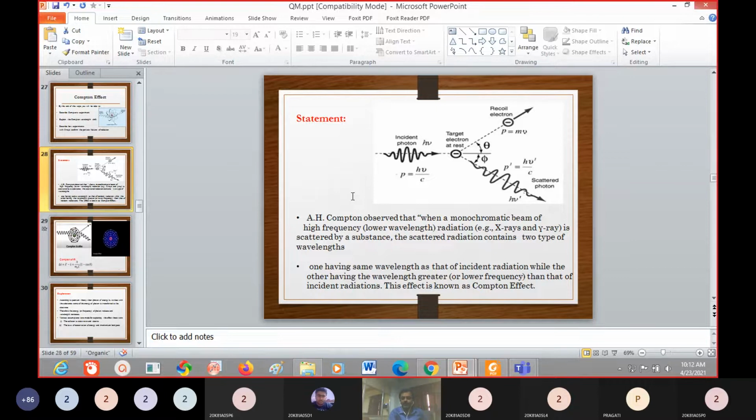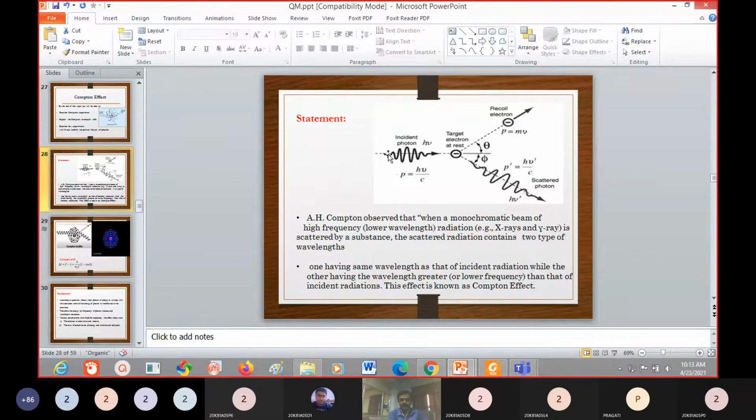Here light is considered as a photon. The Compton effect occurs due to the collision between the photon and the electron. So first of all, we have to know the definition of the Compton effect. What is the definition of the Compton effect?